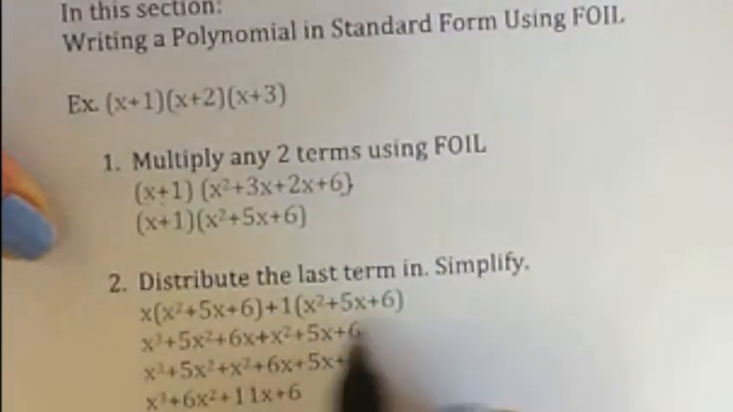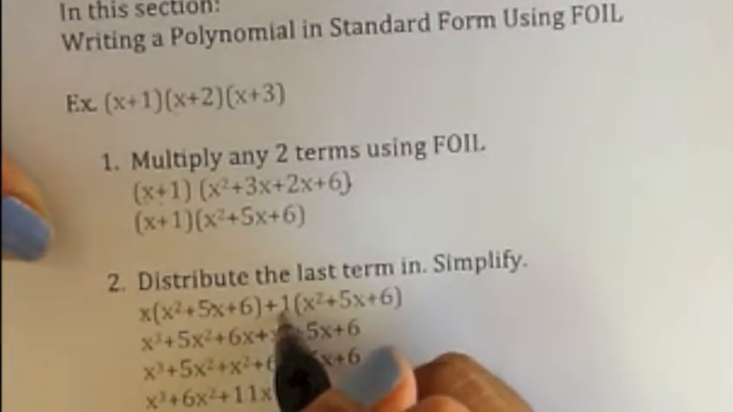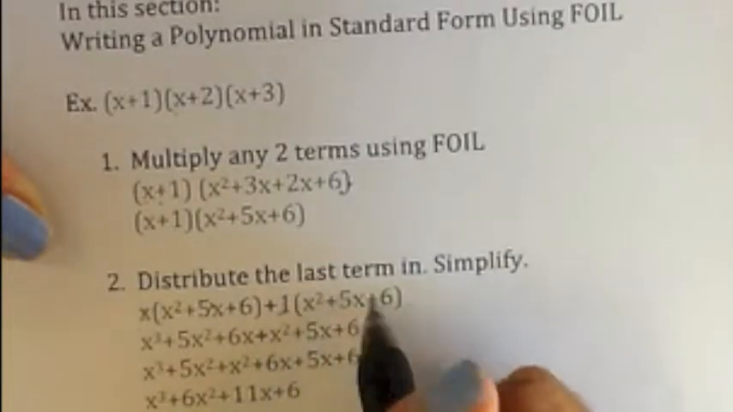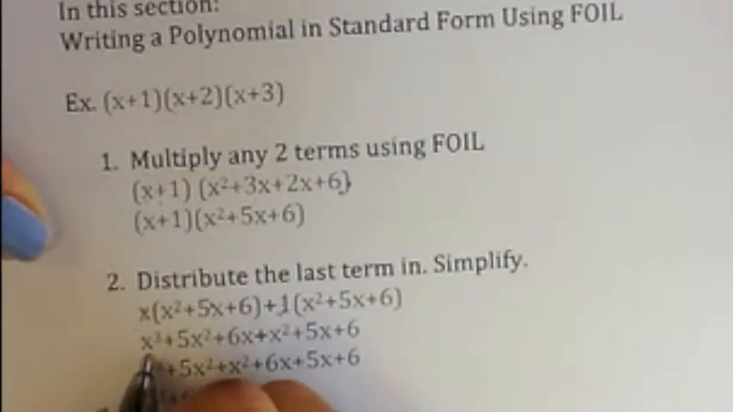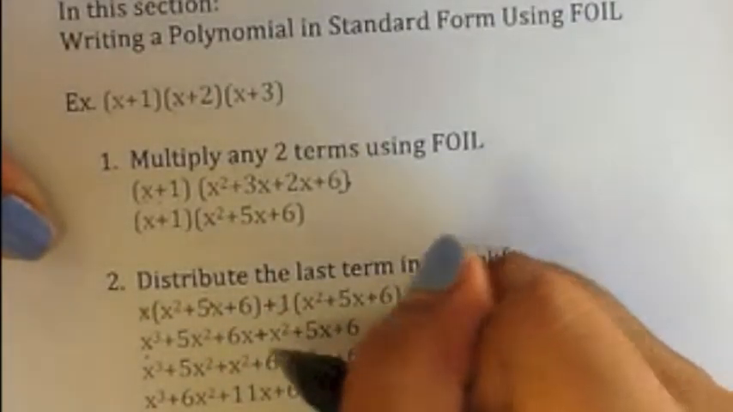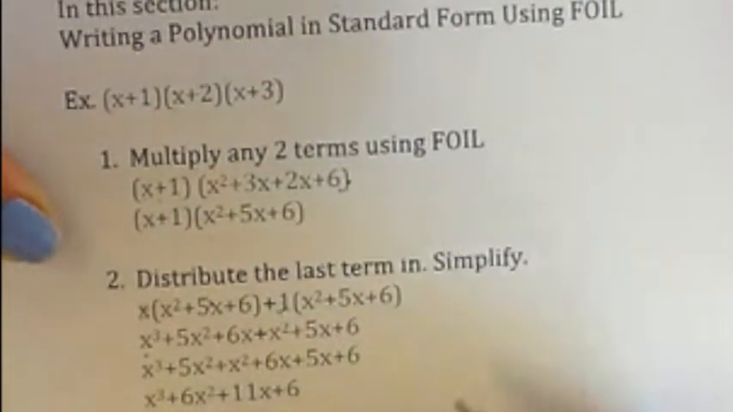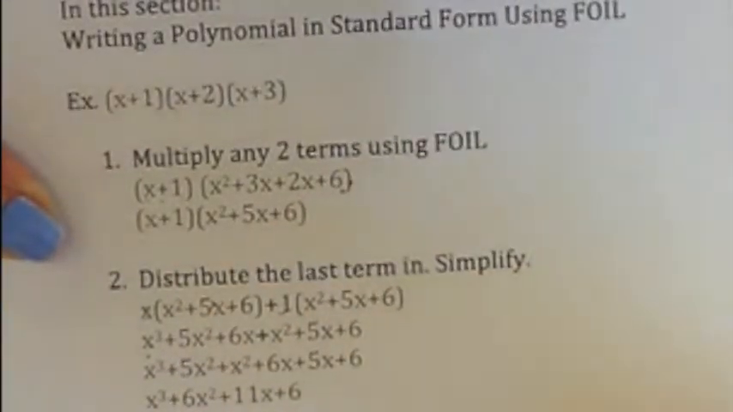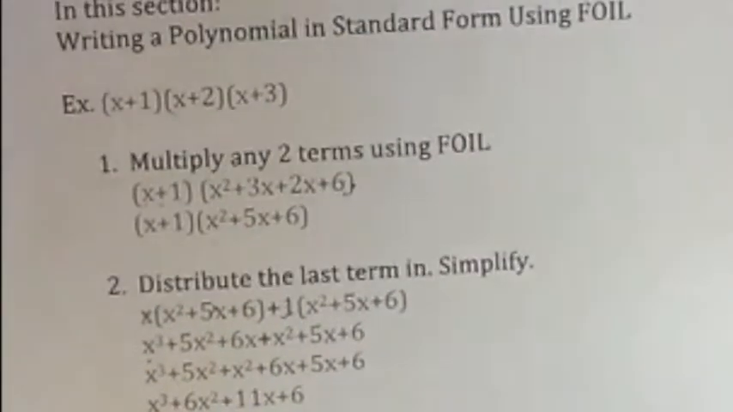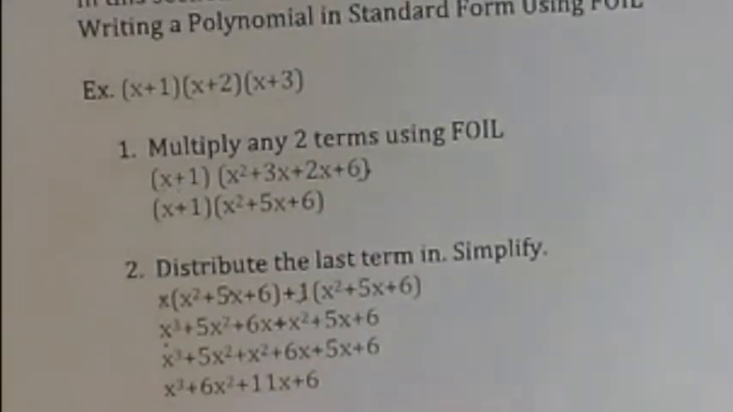So this is how you would lay it out. So you distribute x into each term, simplify, then add it to 1 distributed to each term, and then you get x cubed plus 5x squared plus 6x plus x squared plus 5x plus 6. Simplified all the way to x cubed plus 6x squared plus 11x plus 6. So that is how you put multiple binomials into standard form.